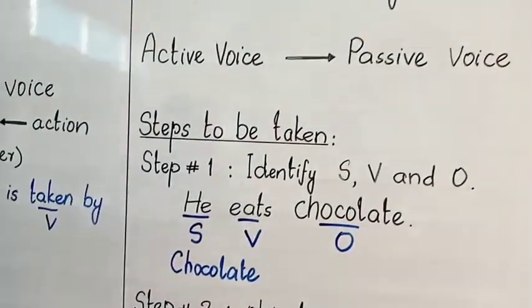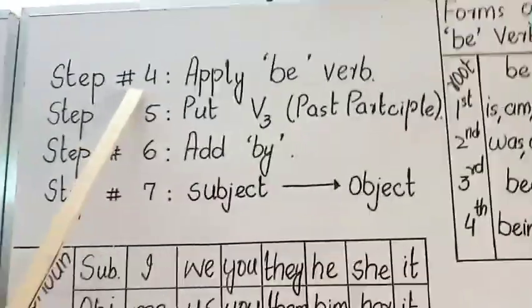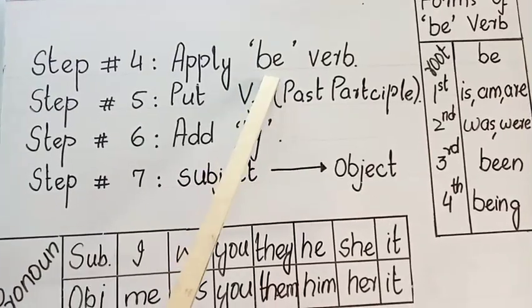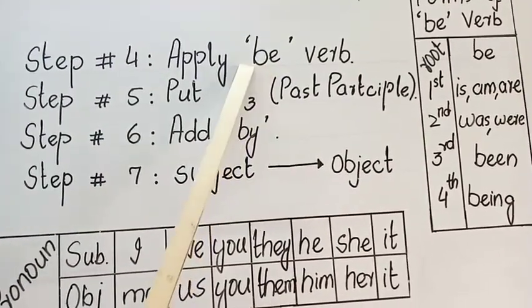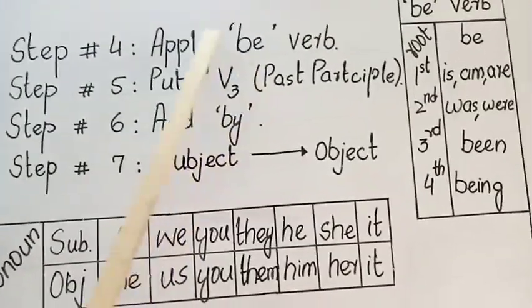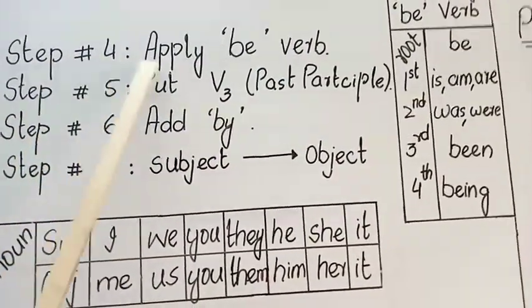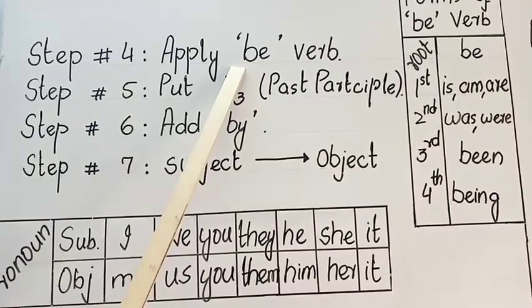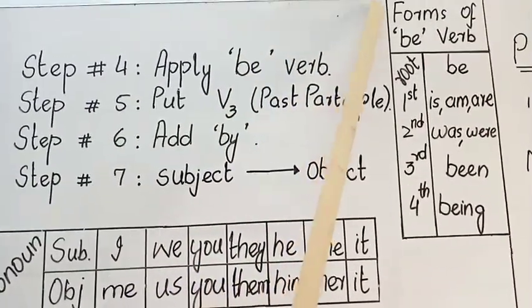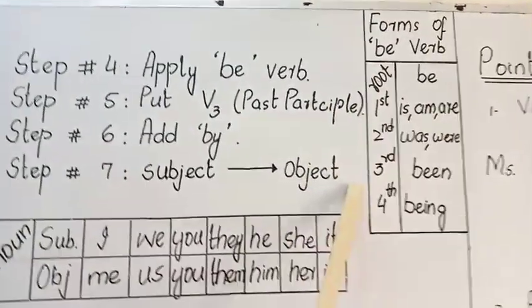Now come to step number 4. Step number 4 is apply a be verb. This is a very important step. We have to do this accordingly. Accordingly what? We will discuss it. So in step number 4, we have to apply a be verb, and before applying a be verb, let's see how many forms of be verb there are.